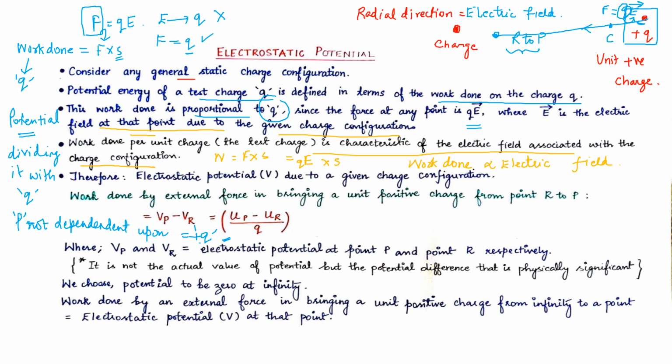Therefore, electrostatic potential due to a given charge configuration is written as follows. Now this electrostatic potential in this given system is defined by work done: work done by external force in bringing unit positive charge from point R to point P.